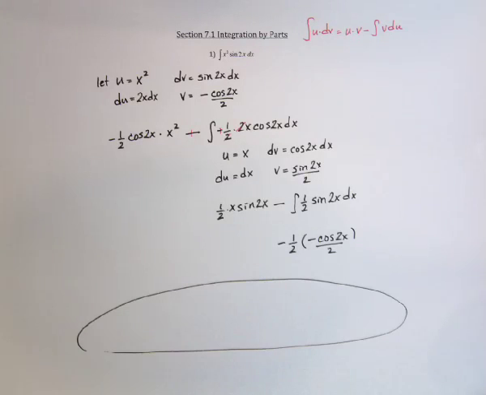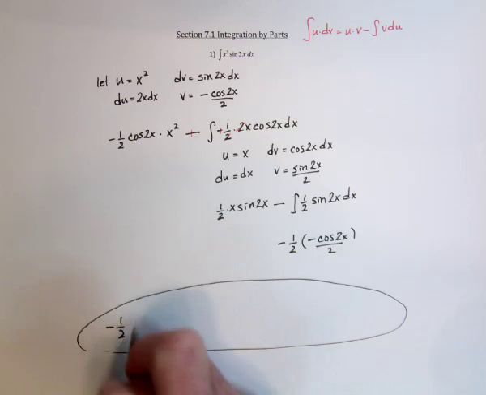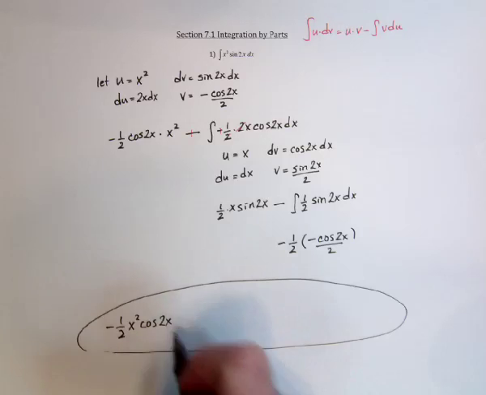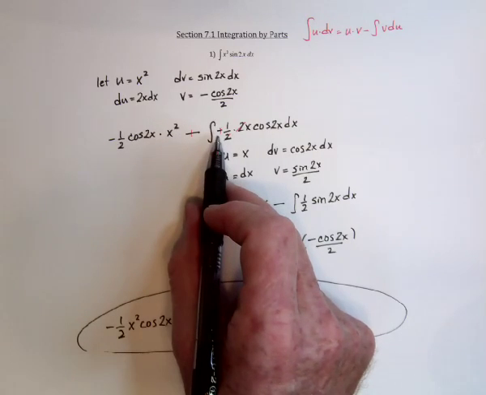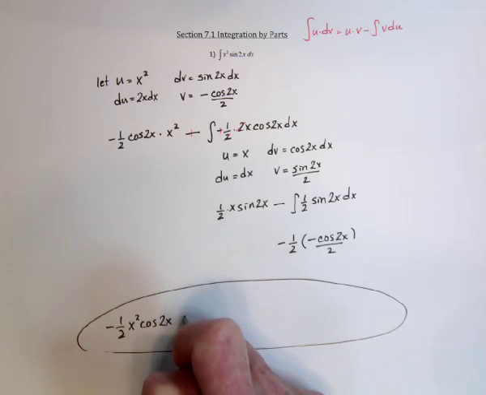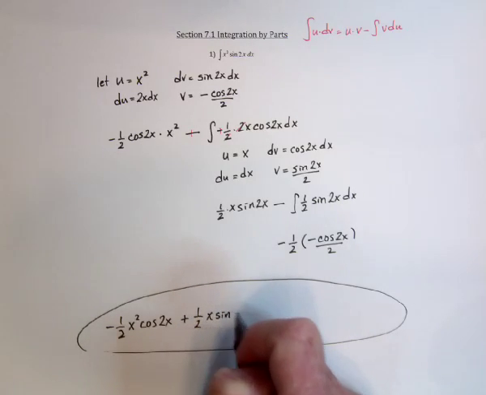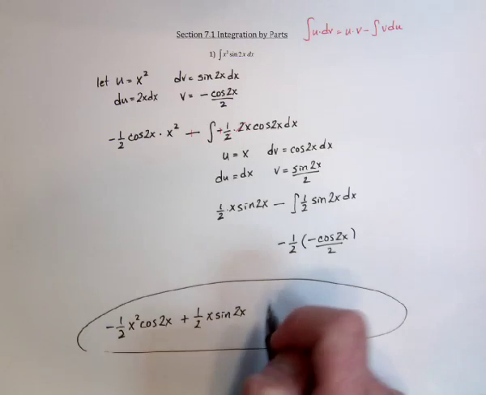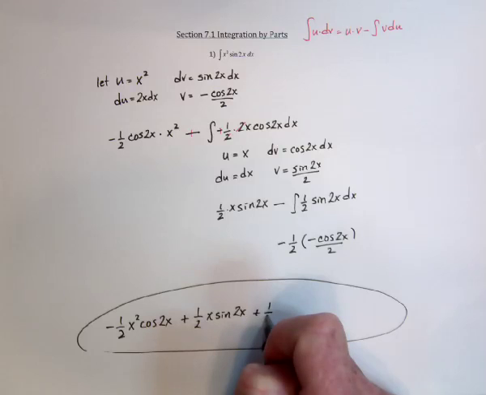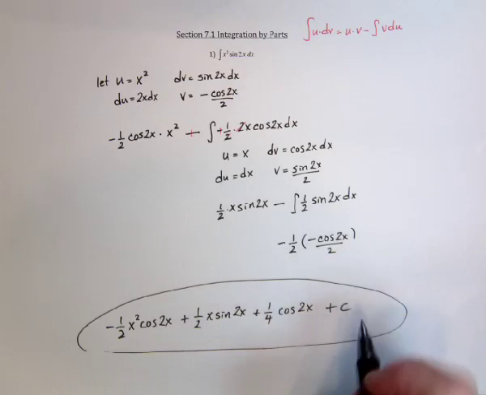Okay, so now put the pieces together. There's this part, which is negative 1/2 x squared cosine of 2x. This middle part, which because of these two negatives is now a positive 1/2 x sine of 2x. And then finally, these two negatives will make it a positive 1/4 cosine of 2x, and then plus c.